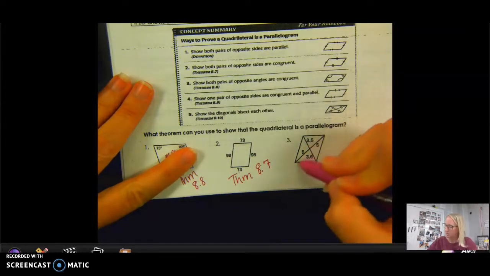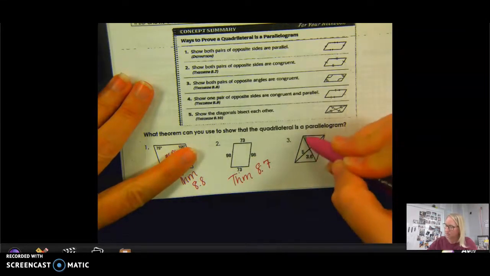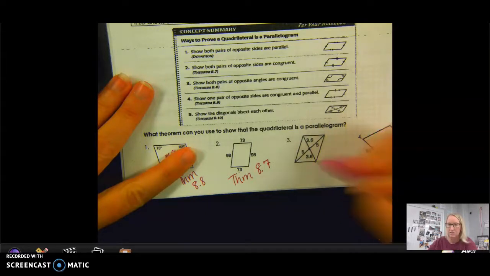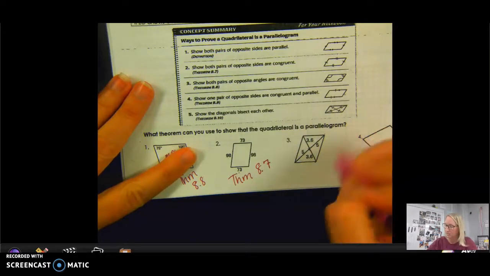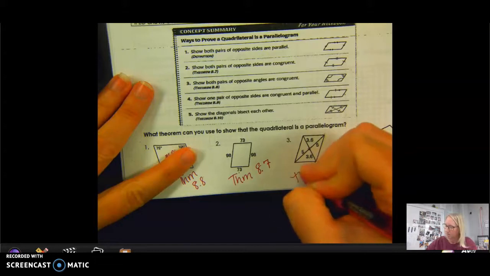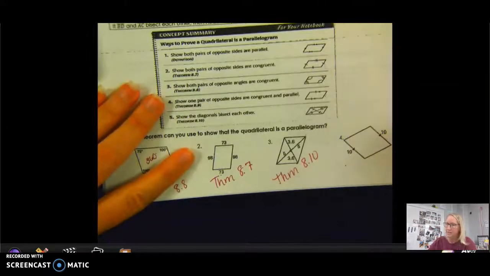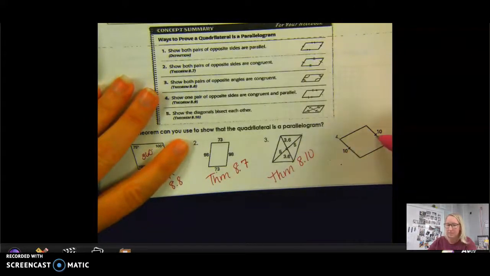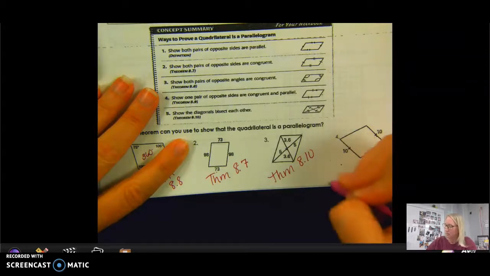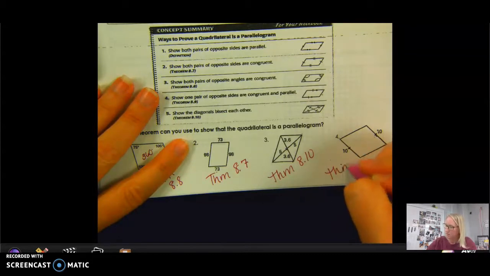Next one is showing that this piece is 5, this piece is 5, this piece is 3.6, and this piece is 3.6. So the diagonals bisect each other, which makes this a parallelogram. That is theorem 8.10. And then the last one, they labeled one pair of sides as congruent because they're both 10 and parallel. So that would be theorem 8.9.